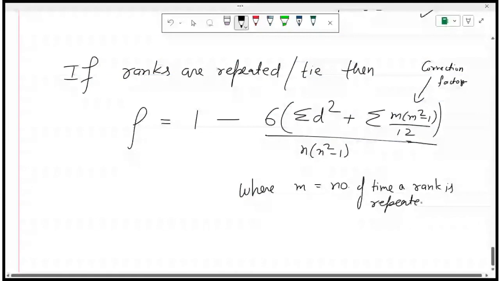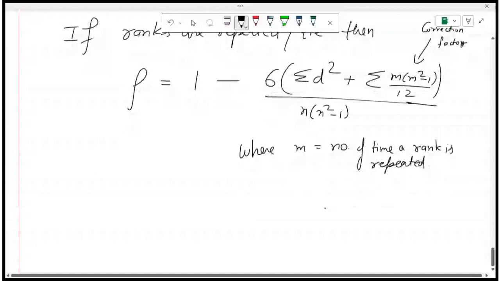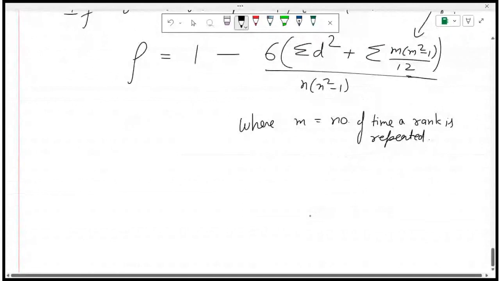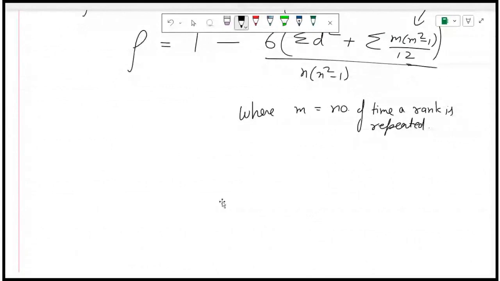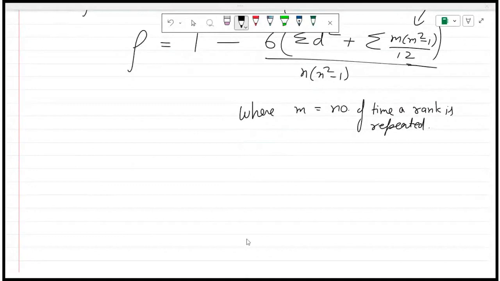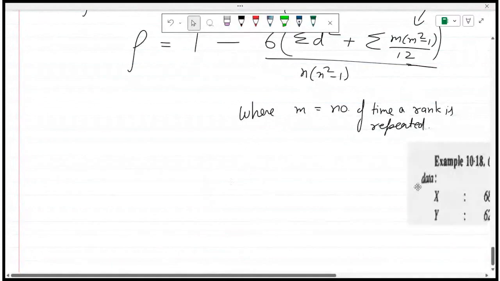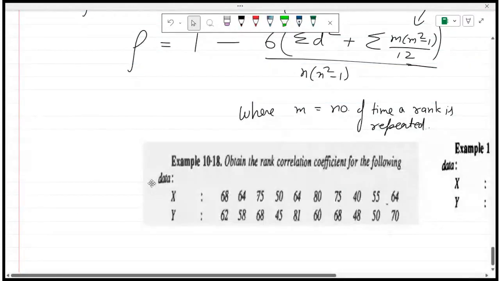Now I have 6 minutes. So let me try to do one problem of this kind where ranks are not given. Okay, let us do it. I have 5 minutes remaining. Alarm is there.